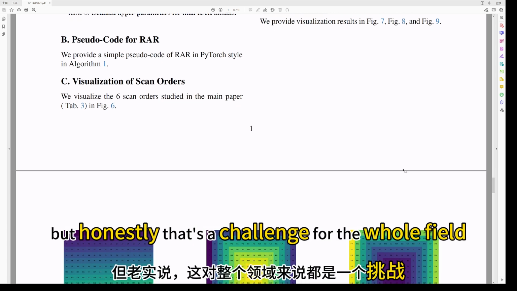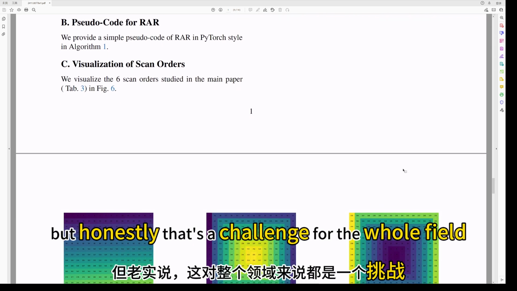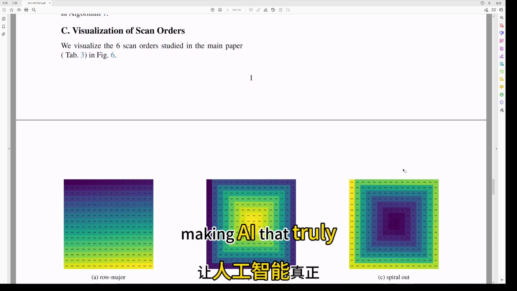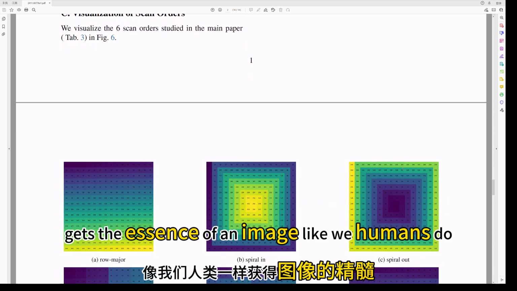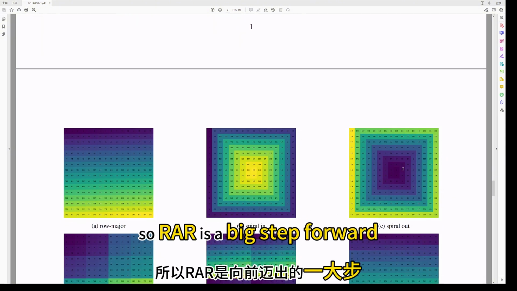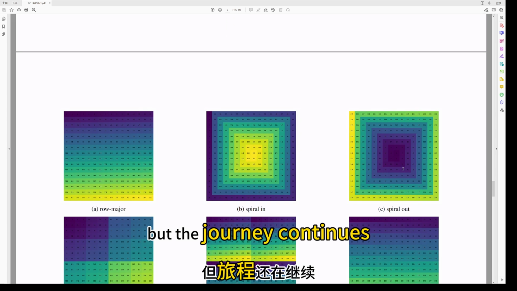There always is, but honestly, that's a challenge for the whole field, not just RAR. Even those other fancy models struggle with it. Oh, yeah. Making AI that truly gets the essence of an image like we humans do, that's the holy grail. So RAR is a big step forward, but the journey continues.